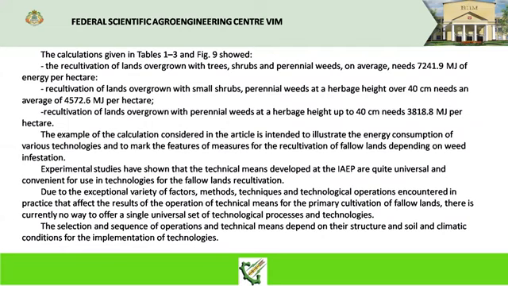The cultivation of lands overgrown with small shrubs and perennial weeds at a herbage height over 40 centimeters needs on average 4,572.6 MJ per hectare. The cultivation of lands overgrown with perennial weeds at a herbage height up to 40 centimeters needs 3,818.8 MJ per hectare. The example considered in the article is intended to illustrate energy consumption of various technologies and to mark the features of measures for recultivation of fallow lands depending on weed infestation.